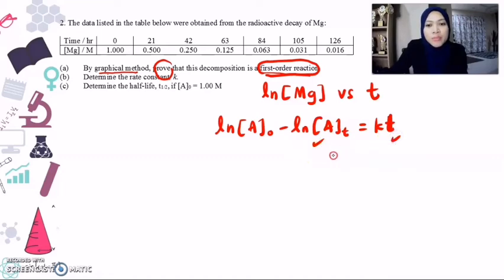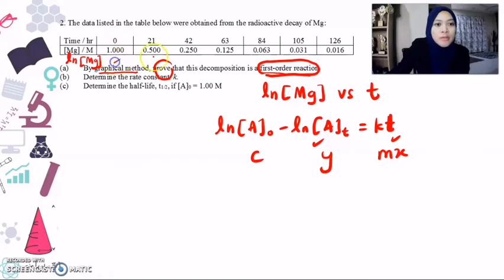This will be our y. This will be our x. This will be m. This will be c. Relate it with the linear graph equation. To plot graph ln magnesium versus t, I have to create a new table of data so that I will have the values of ln Mg. So first, I will calculate the value of ln Mg using the calculator, because you are going to plot graph of ln magnesium versus t.